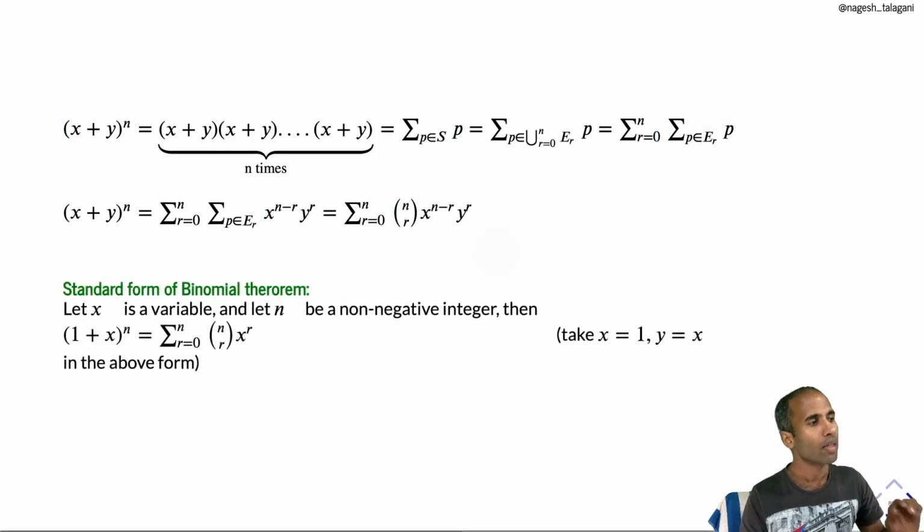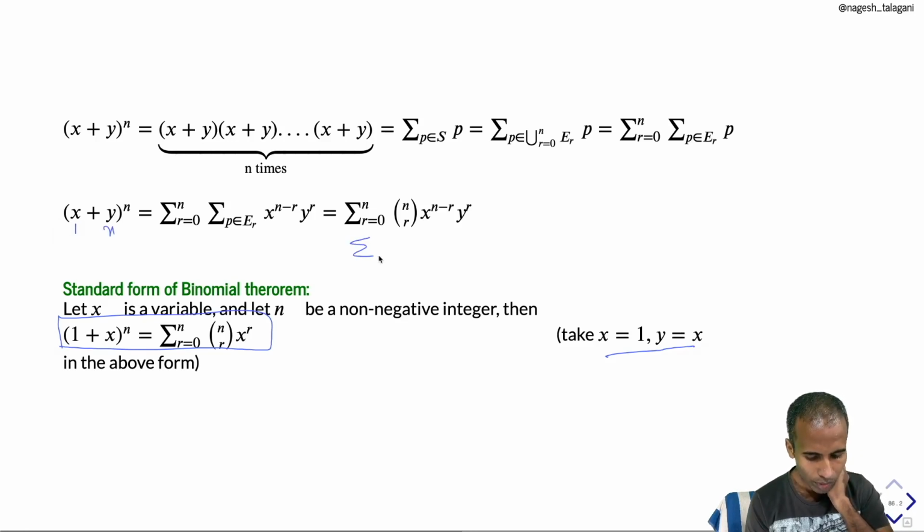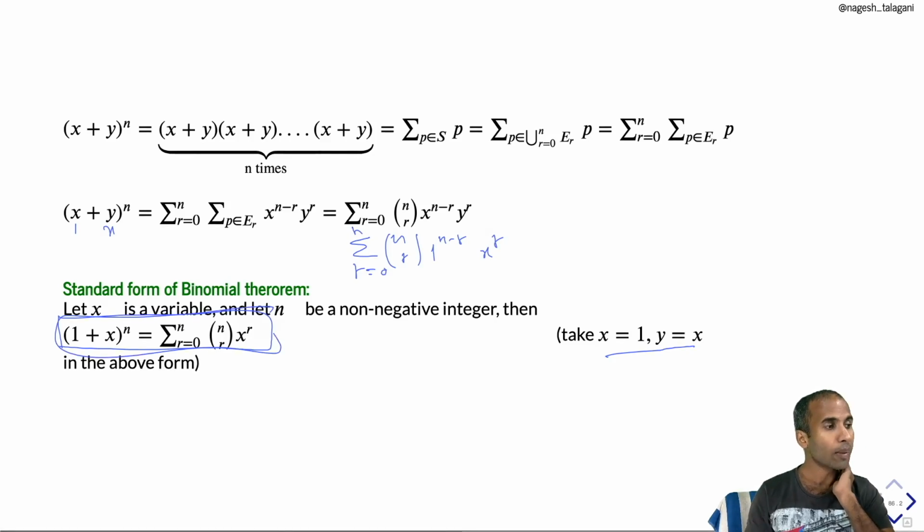Next, the standard form of the binomial theorem. In the binomial theorem, if you take x equal to 1 and y equal to x, you will get this form. x equal to 1, so 1 plus x. So it will be what? Summation r equals 0 to n of n choose r, x is 1, so 1 to the power of n minus r, y is x, so x to the power of r. So that should give this. Okay. This is the standard form of the binomial theorem.